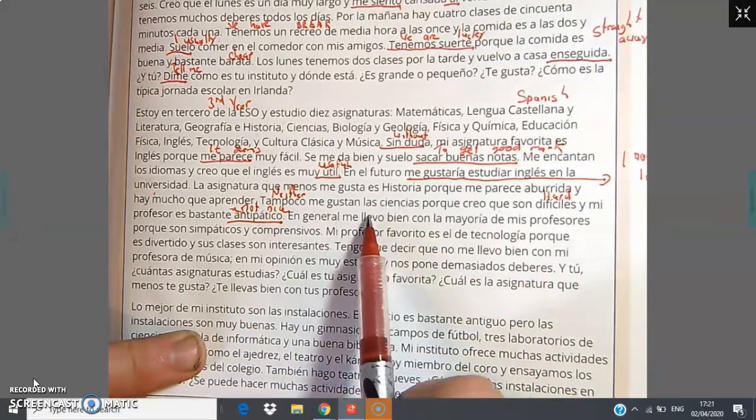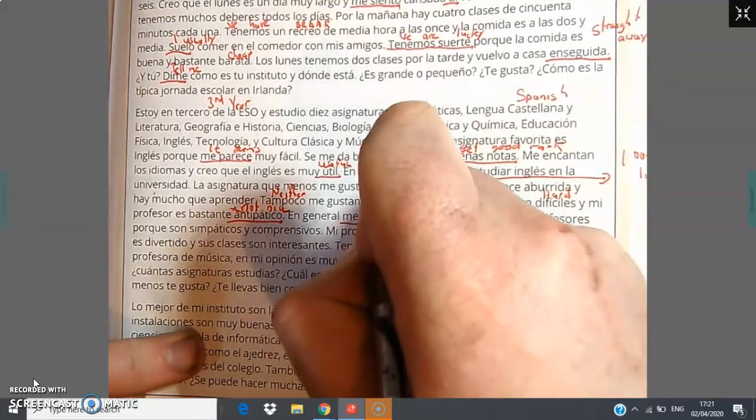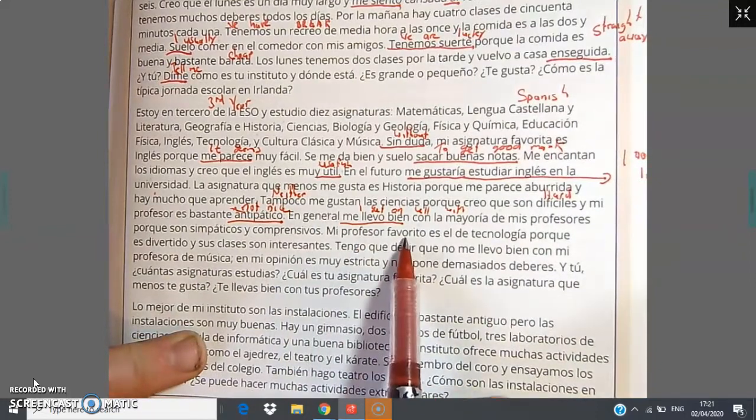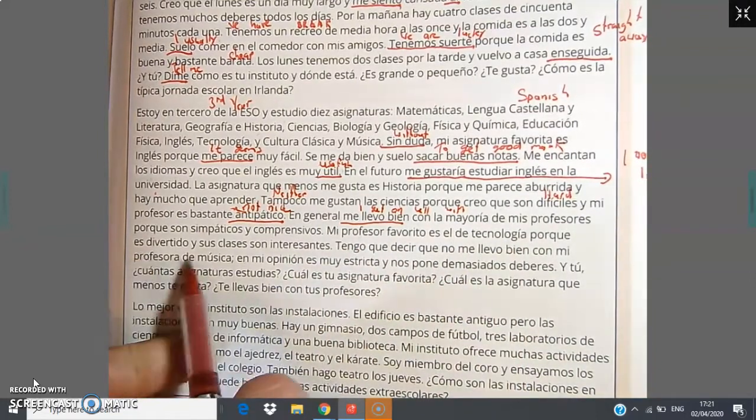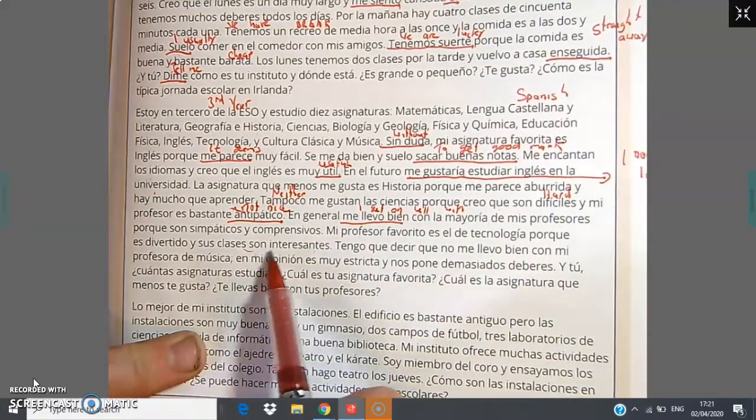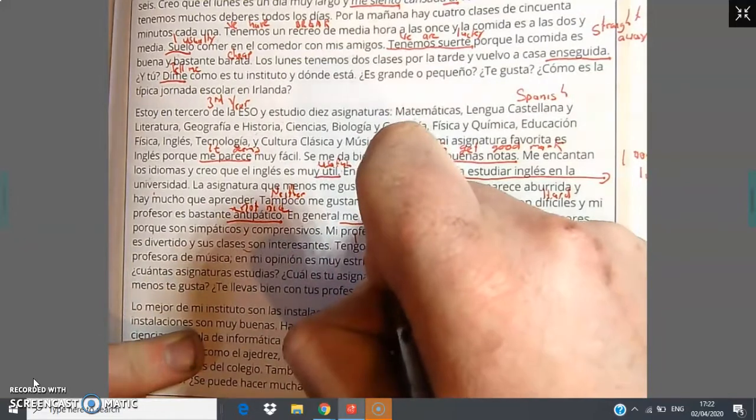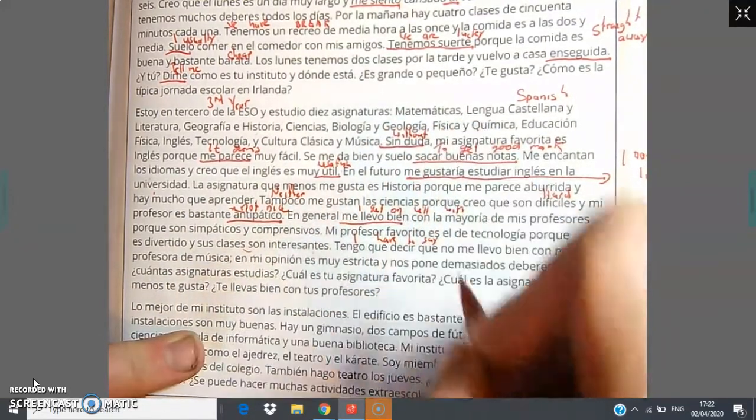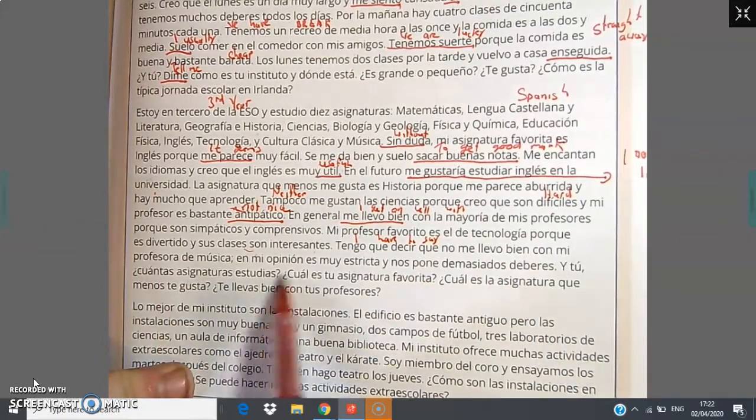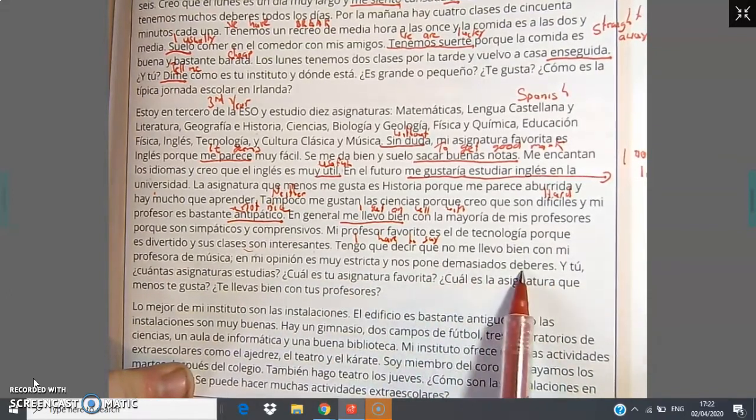En general, me llevo bien con la mayoría de mis profesores. So in general, I get on with. Me llevo bien. I get on well with. Okay. Mi profesor favorito es el de tecnología porque es divertido y sus clases son interesantes. So my favorite teacher is the technology teacher because he's funny and his classes are interesting. Okay. Tengo que decir, I have to say, que no me llevo bien con mi profesora de música. I don't get on well with my music teacher. En mi opinión, es muy estricta. She's really strict. Y nos pone demasiado deberes, and lots of homework.